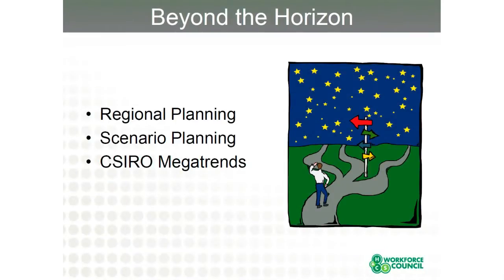Further to looking at big picture issues that we know about, we can also begin to look beyond the horizon. This is fundamentally about looking at a range of possibilities and playing with the what-ifs of the future. You can do this by understanding key regional planning initiatives, using scenario thinking models to explore potential futures, and using reliable sources of data to build your understanding of megatrends that might impact on your future.